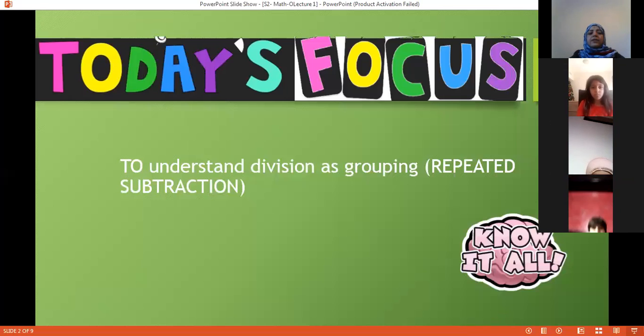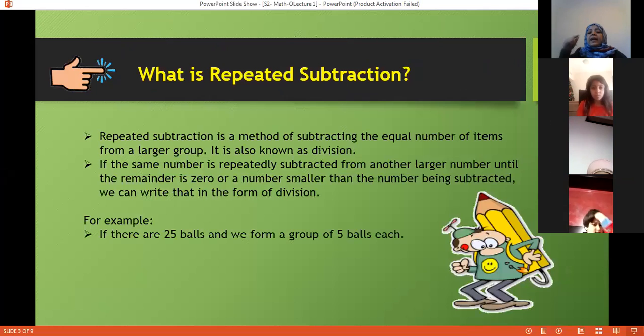Today's focus is to understand division as grouping or repeated subtraction. So what's the meaning of repeated subtraction? Suppose you have 10. Okay, subtract 2. What do I get?